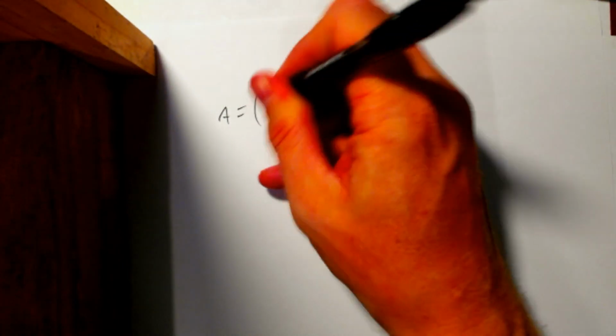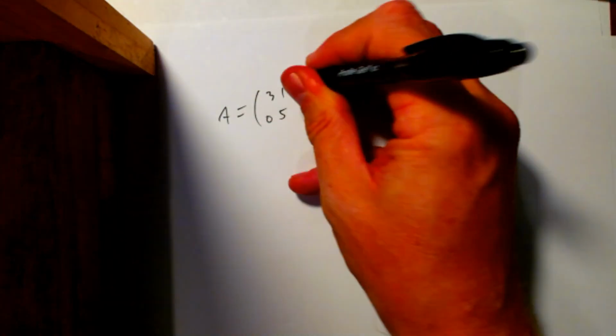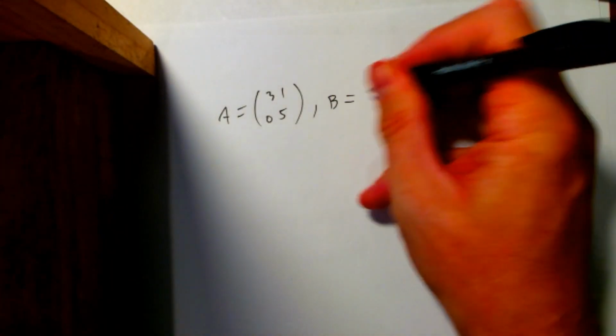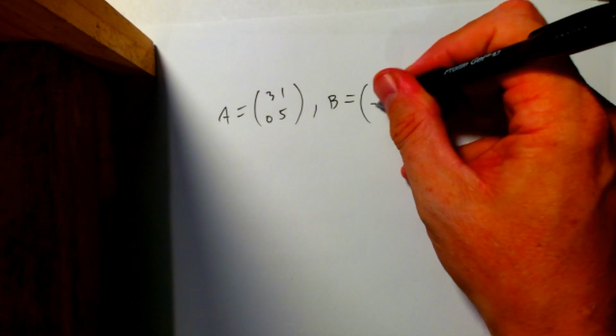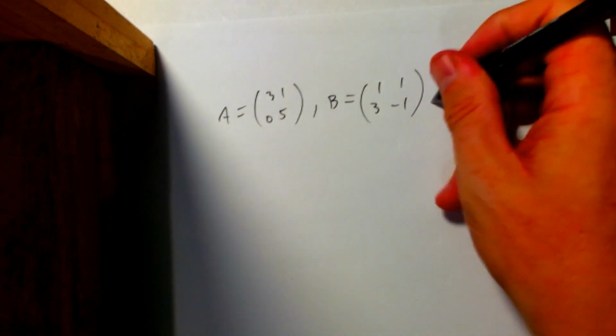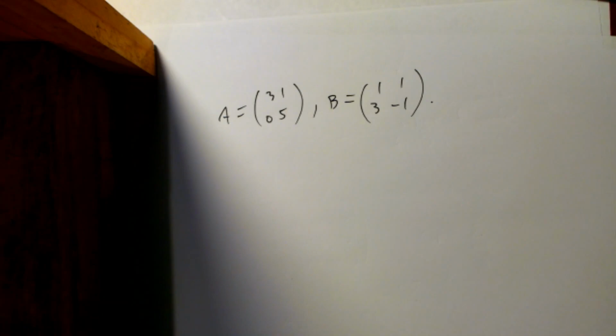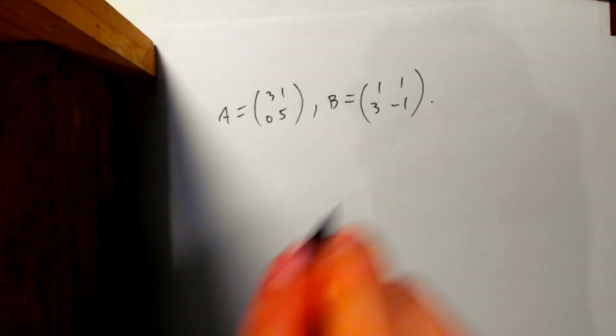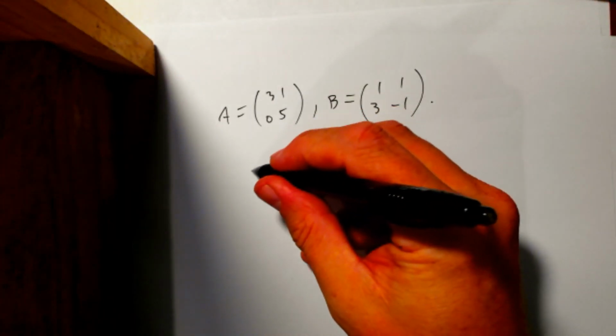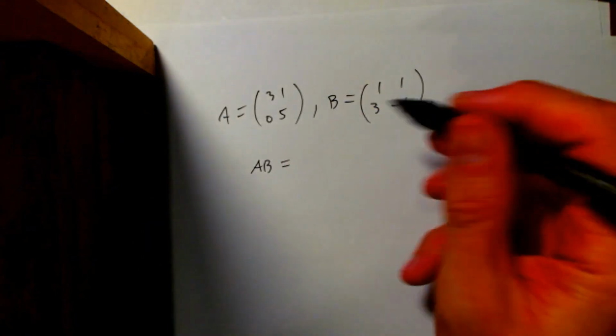Let A be 3, 1. So A equals 3, 1, 0, 5. And B is equal to 1, 1, 3, minus 1. So these are two 2 by 2 matrices. Determine whether AB and BA are defined. If so, calculate them.